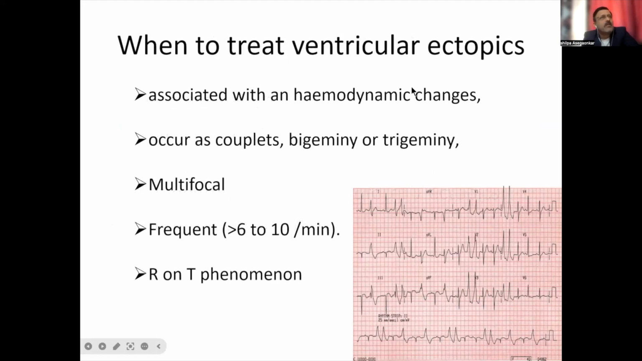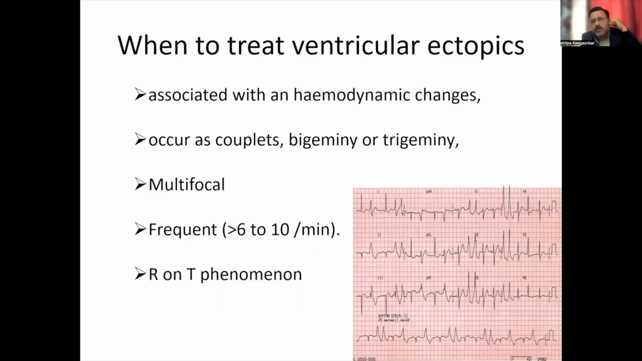Now, this is a very common question asked in exams and day-to-day life. When to treat ventricular ectopics? Whenever they are associated with hemodynamic changes, whenever ventricular ectopics are occurring and the patient is complaining of sweating, breathlessness, chest pain. When they are occurring with couplets, bigeminy, trigeminy, when they are multifocal like this, meaning each ectopic is of a different configuration. When their frequency is very high, more than 10, more than 15, or when there is an R on T phenomenon.